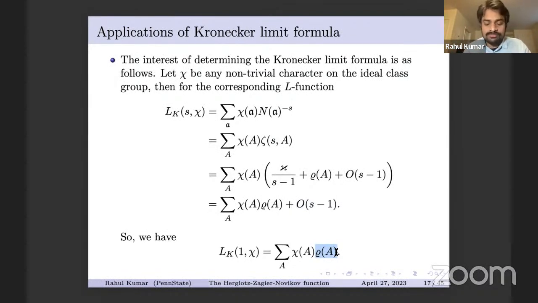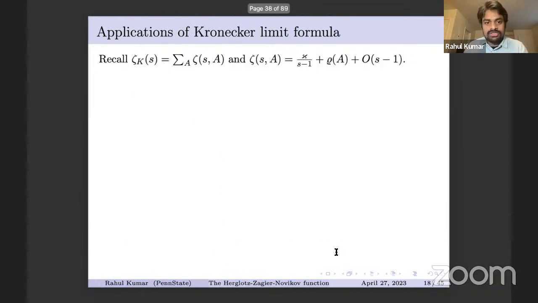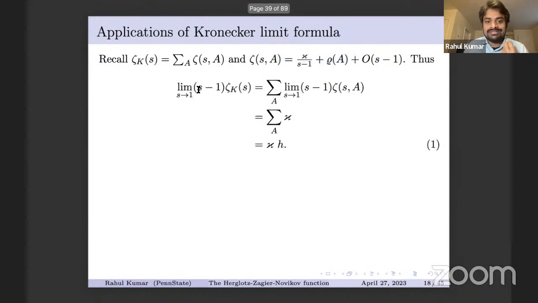And why is this L(1, chi) important? Because it is related to the class number. Why is this related to the class number? Because we have seen this expression, and this is the Laurent expansion of zeta(s, A). If you take this limit after multiplying by s minus 1 with the Dedekind zeta function, in this first expression, then using this Laurent expansion you can see that these terms will be gone after taking the limit. So you just have the summation running over all the ideal classes of kappa, and kappa is independent of A. So that is kappa times h, where h is the class number, the number of ideal classes in that class group.